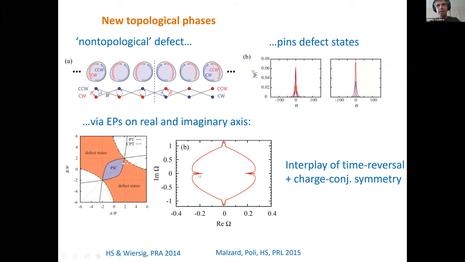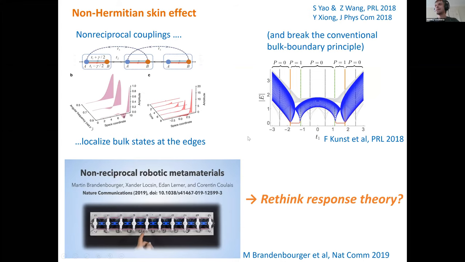So they are born at exceptional points on the real axis, which means that time reversal symmetry is playing a role, or PT types of symmetries. And then they disappear again on the imaginary axis, which is this non-Hermitian version of the charge conjugation symmetry in superconductors. So you suddenly see effects in 1D where, if you look into the symmetry in this periodic table, no defect state should be possible to appear, but in the non-Hermitian case, this is simply not true. And the reason is that in these systems, basically the bulk-boundary principle breaks down.